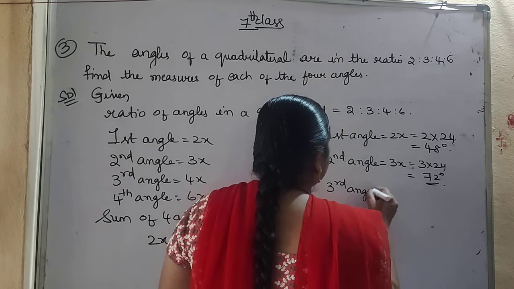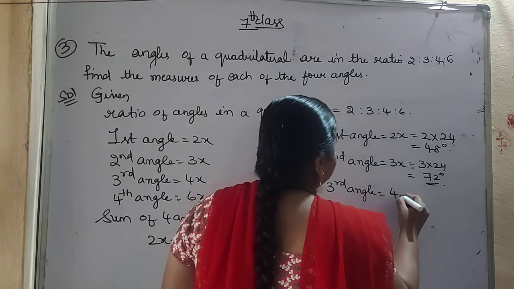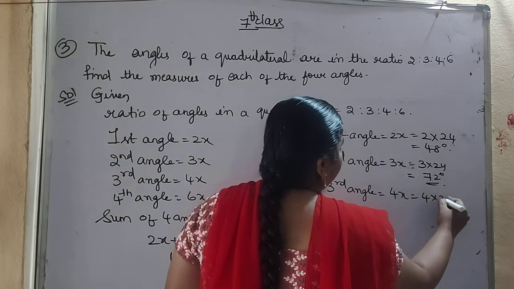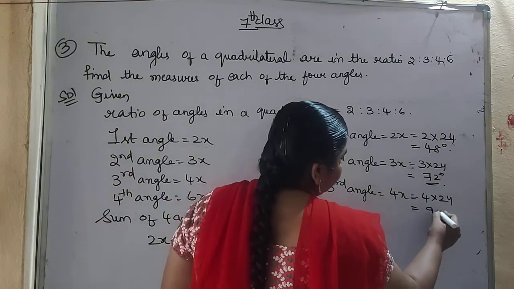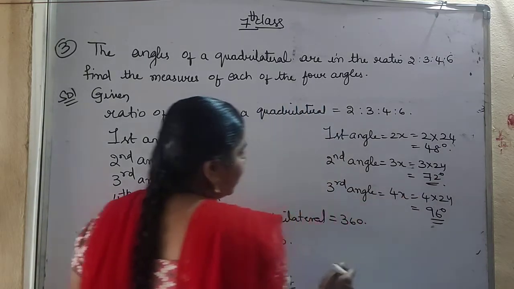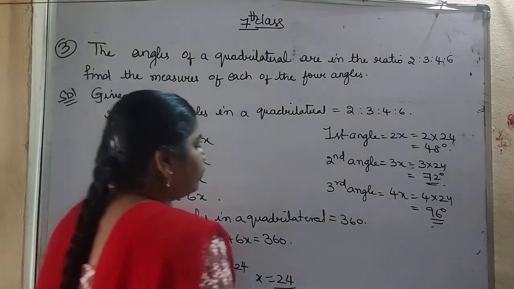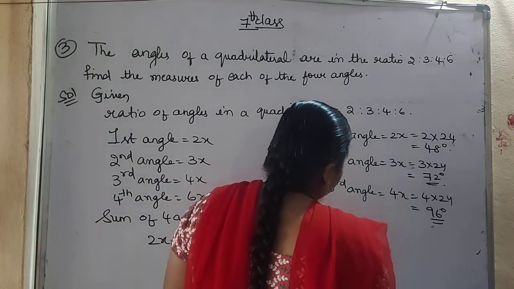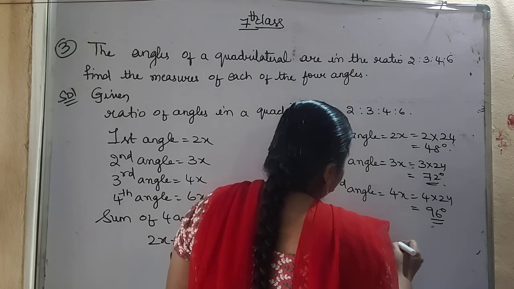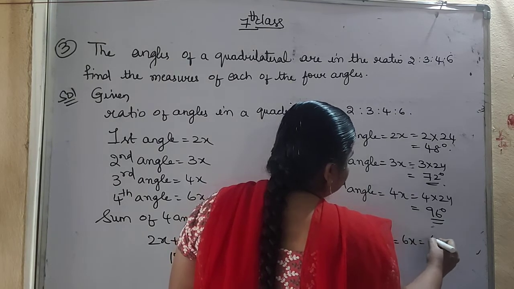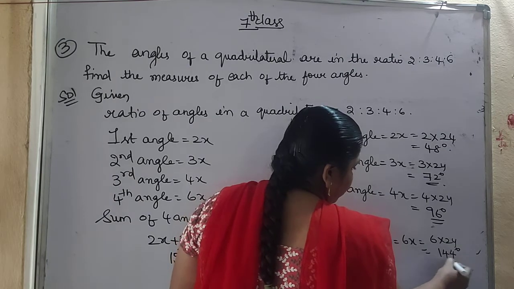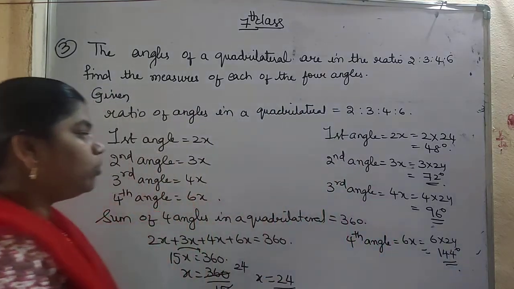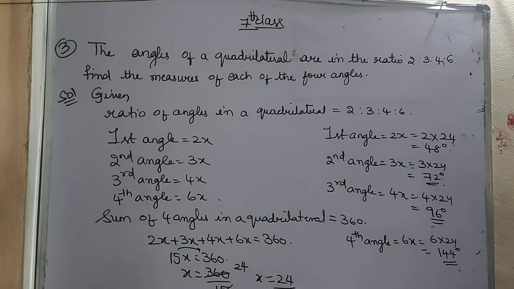Third angle is 4x. 4 into 24 we have to do. 4 into 24 is equal to 96 degrees. So the third angle is 96. And we have to find the fourth angle now. Fourth angle is 6x, that is 6 into 24. 6 into 24 is 144 degrees. So what is the fourth angle? Fourth angle is 144 degrees.